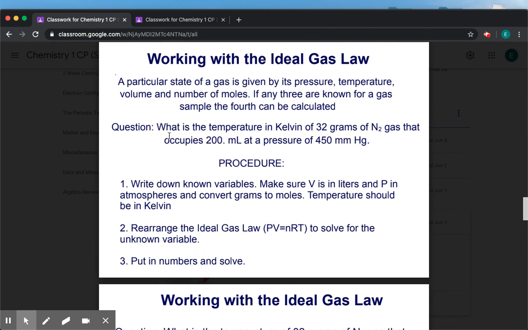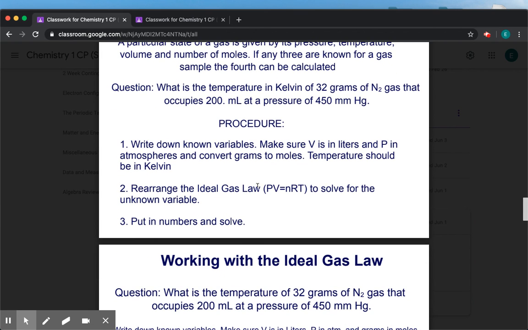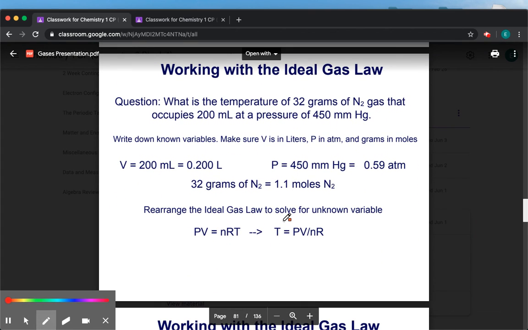So for example, here's a quick one. What is the temperature in Kelvin of 32 grams of a gas that occupies this much space and has a pressure of X? They give you all the values. We're looking for temperature. So go to your equation, PV is equal to nRT. We're solving for T, so you need to rearrange it for T. You do that by dividing by n and R, and you get your T equation.